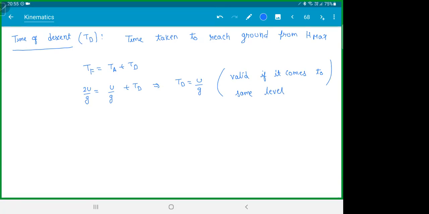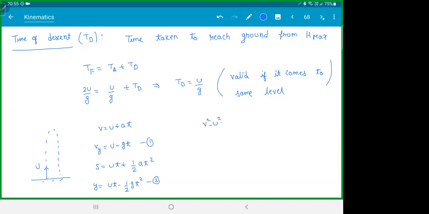Now, if you just put down all the general formulas here, when you throw with speed U, the equations become like this. V is equal to U plus AT becomes Vy, where V subscript Y means velocity in the vertical direction, U minus GT. S is equal to UT plus half AT square becomes the Y coordinate, UT minus half GT square. V square minus U square is equal to 2AS becomes Vy square minus U square is 2 into minus G into Y coordinate. So Vy square will be U square minus 2GY.